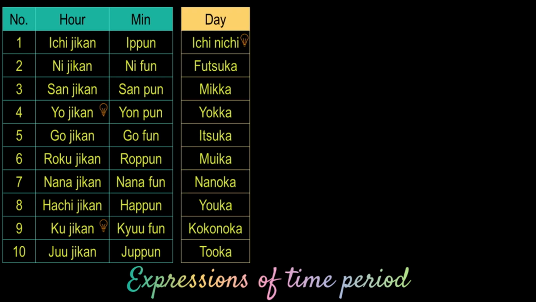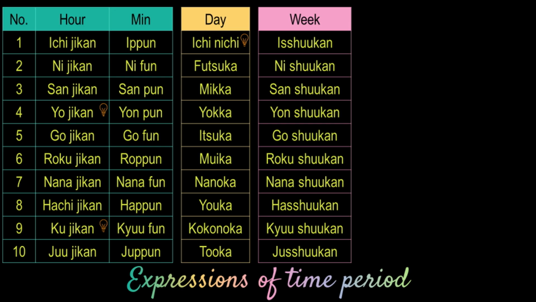Next, let me go to days. Except for one day, which is ichinichi, you just need to follow the days of the month in Japanese. For example, for 2 days, it will be futsuka. For 3 days, it will be mikka. For 4 days, it will be yokka. And so on. Next, let me go to weeks.